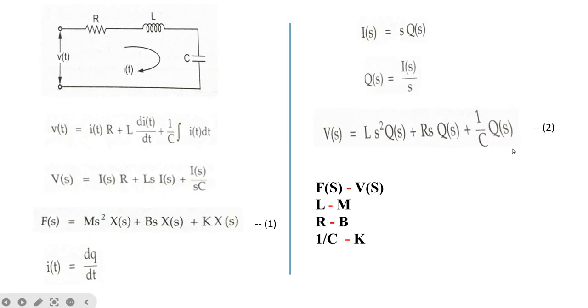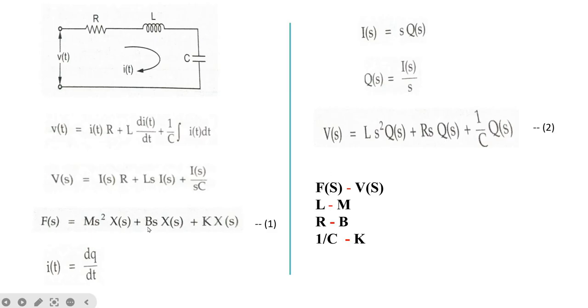Now this equation number 1 and equation number 2 both are in the same form. That is, you have here s square term, then you have s term, and this term where you don't have any s term in the third term. Okay. Now we will compare these two equations. F of s is analogous to v of s. Then next you see the coefficient of s square, that is m. So here mass is analogous to inductance. Okay. Then you have b. B is analogous to resistance.